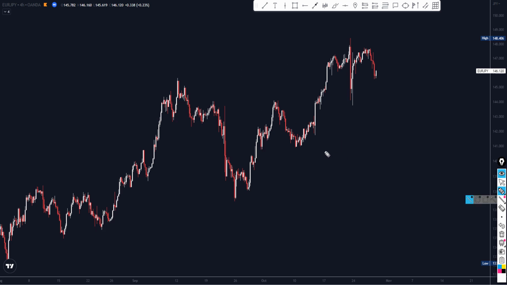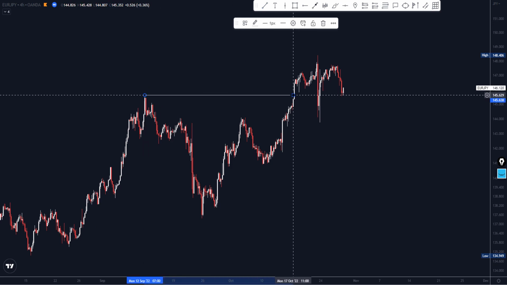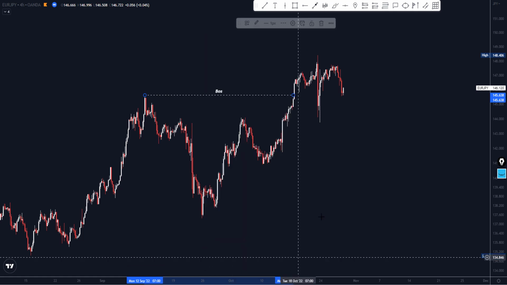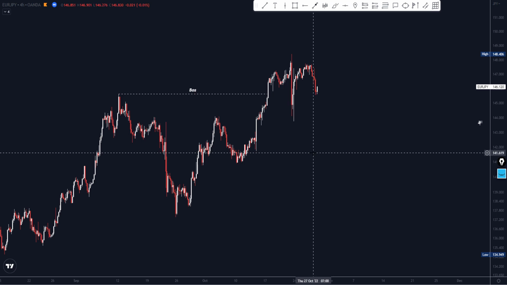A second thing that we're gonna be identifying is a break of structure, and this is the most recent break of structure that we had. There you go, we highlight that as BOS, which stands for break of structure.